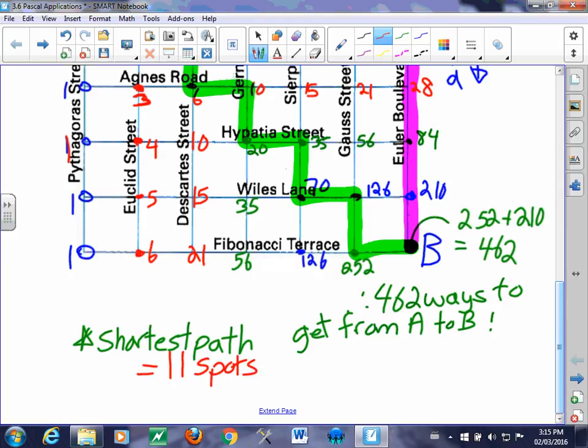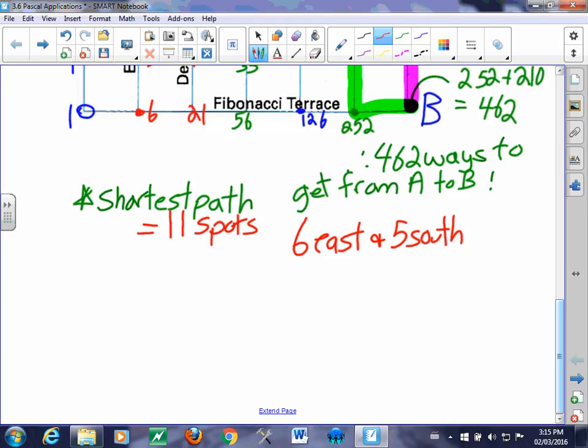Okay, and how do we do that? We have to go 6 east and 5 south, or a combination of the opposite. Okay, now take a look at that with Pascal's triangle. So to relate to Pascal's triangle, please take it out.